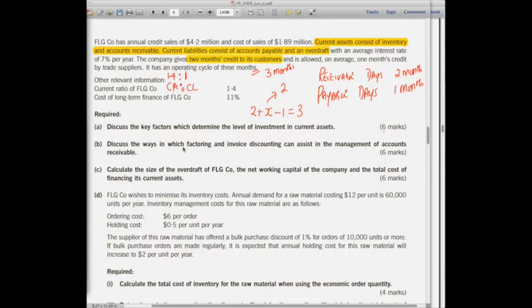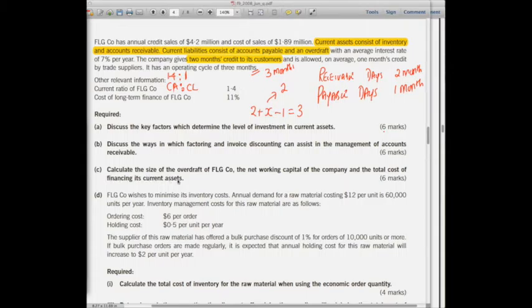Discuss the ways in which factoring and invoice discounting can assist in management of accounts receivable. My notes, I published that video. Did you receive that? Okay, so you can get the difference between factoring and invoice discounting. Yes, and we have done that enough. So I'm just quitting that area.